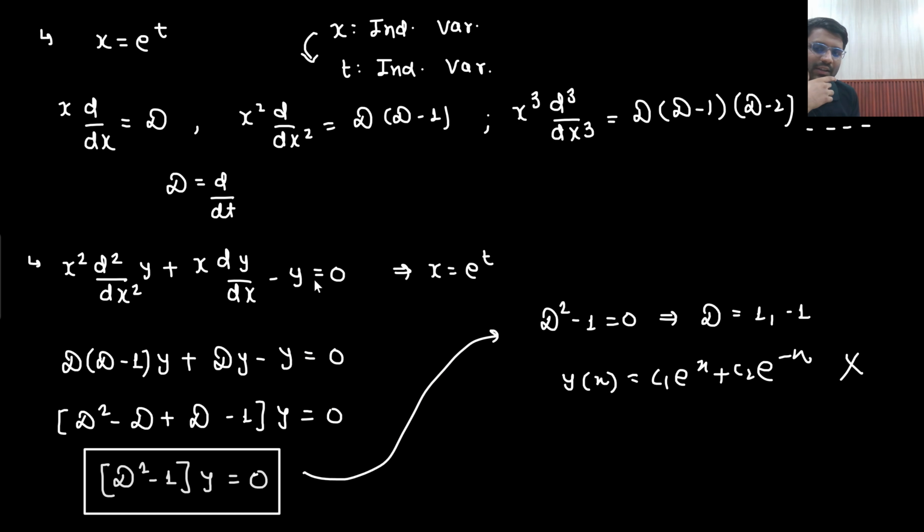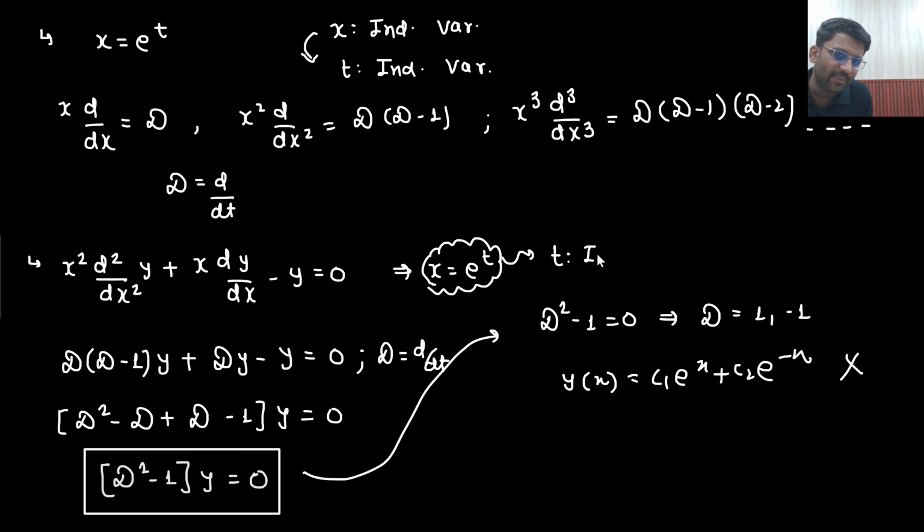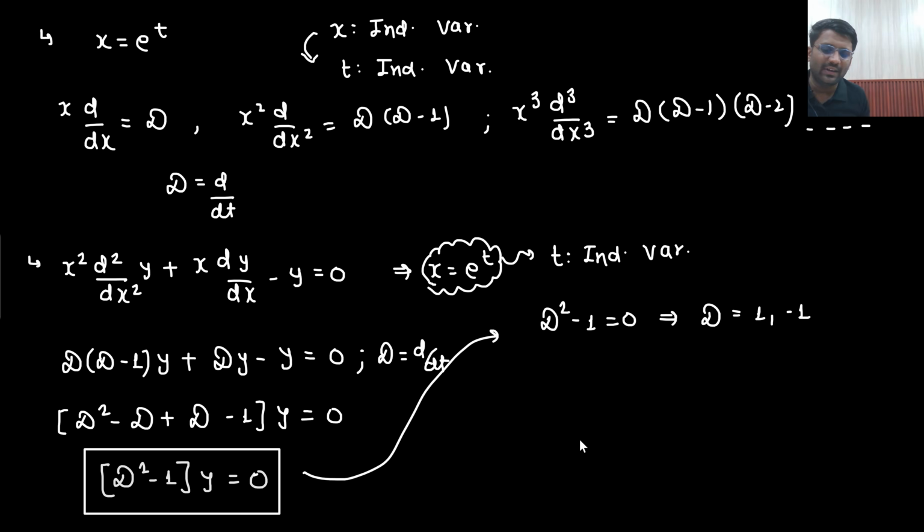Because what is your d? Sir, d is nothing but d by dt. It is a function of t, no? Now, when you do this transformation, you are saying that now my independent variable will be t. So what will be your answer? Y will come out to be as a function of t. That will be c1 e to the power t plus c2 e to the power minus t.